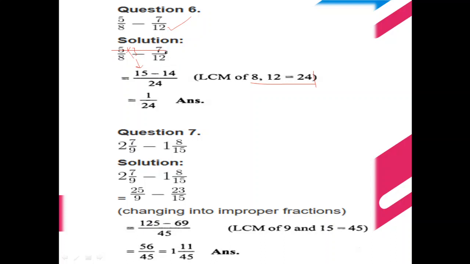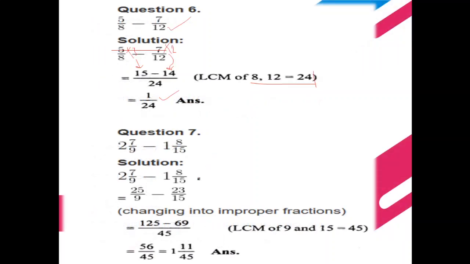And same here, 12 divides into 24, we are getting 2 times, and then 2 will multiply by 7. So we are getting 14. And now subtract each. We are getting 1 upon 24.